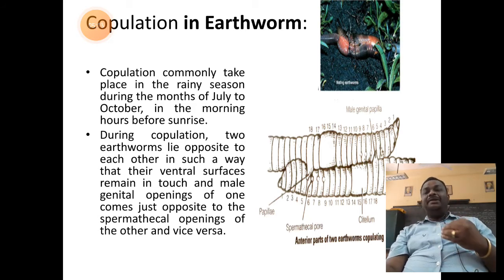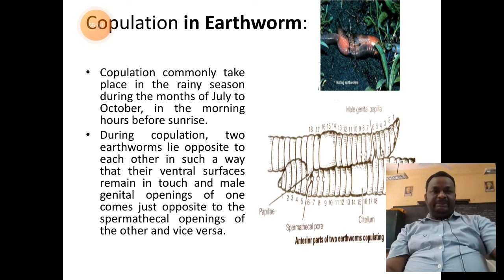So, this kind of arrangement between the two organisms is first seen, and later they become very closely attached with the help of the papillae structures seen on either side of the male genital aperture, called the male genital papillae, one pair in the 17th segment, the other pair in the 19th segment.